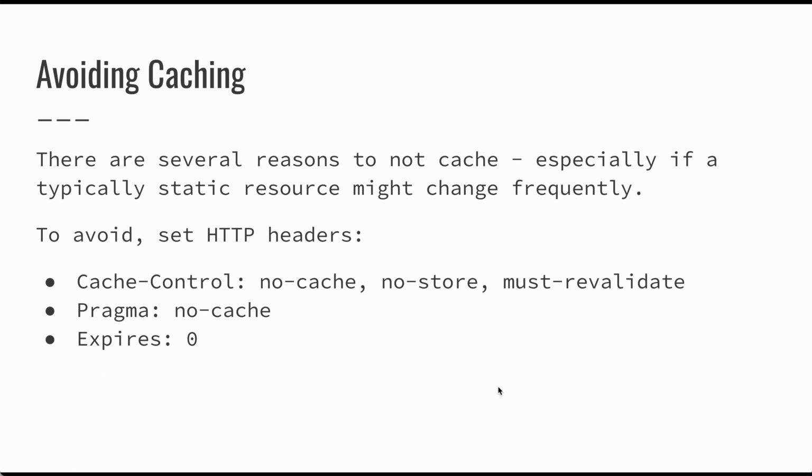Now, there are several reasons you might want to not cache your resources. Sometimes you have a static resource that changes frequently. Sometimes during development you don't want to cache resources because you don't want to run into the problem of having something that is stuck, something that is just in your browser and you keep loading it no matter how many times you update the original file. So to avoid this, you can set HTTP headers. You want to set the cache control so that you can control that aspect of your application. And then there are the Pragma and Expires headers that will allow you to also control this caching.